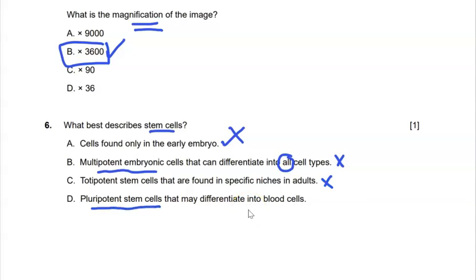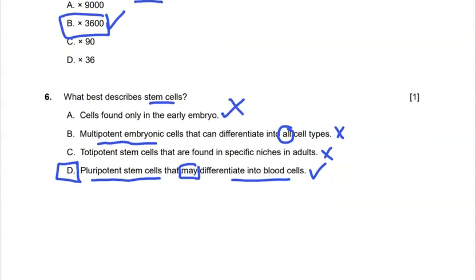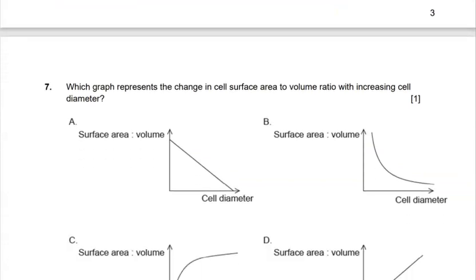Pluripotent stem cells that may differentiate into blood cells. Well, that is true. Of course, they may differentiate into something else entirely, but certainly not all cells. They have limited differentiation. So this is going to be our best option, and this highlights very nicely the technique with IB's questions of picking the best answer and paying careful attention to the language being used in the question.